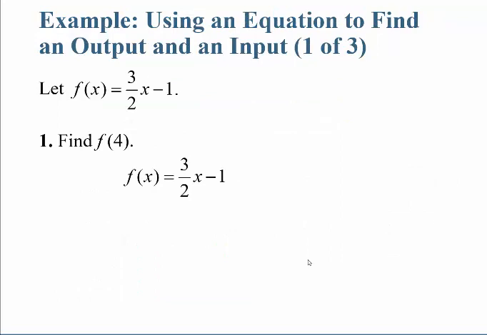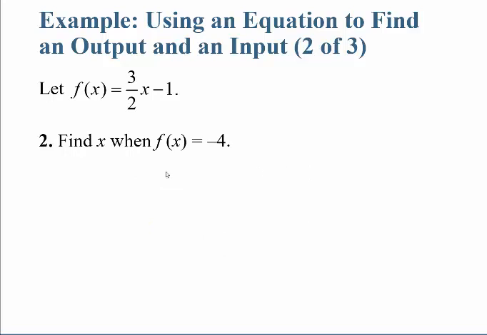All right, let's do some more. Given f of x is equal to 3 divided by 2, times x, minus 1, let's find f of 4. Again, you just plug 4 into the equation wherever you see an x. So f of 4, 3 halves of 4 minus 1. 3 times 4 is 12, divided by 2 gets me 6. 6 minus 1 gets me 5.